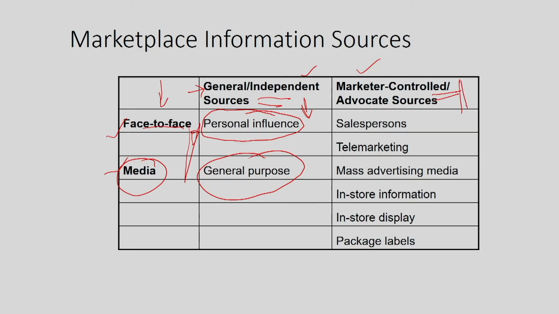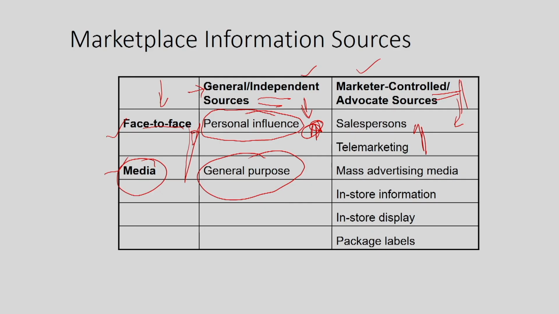Now there are certain market controlled or market advocated sources which also provide you with information. For example, a face to face way of market controlled information to consumers is salespersons and telemarketing. In here a person talks to you and gives you information about a particular product or product benefit, but this information is controlled by the market. Your friends and relatives are not controlled by the market, so the information you get is independent of the market. But when a salesperson or telemarketing person gives you information about a product or product benefit, it is controlled by the market, so it is a face to face way.